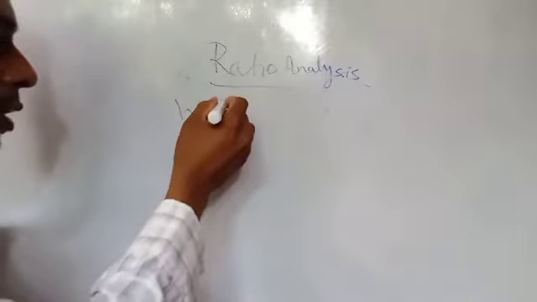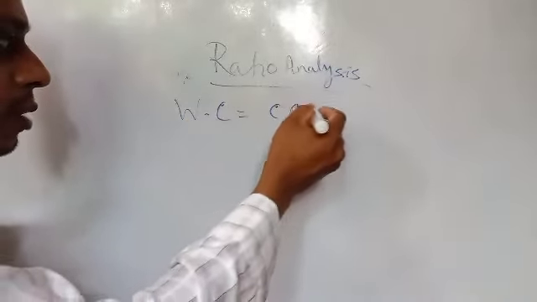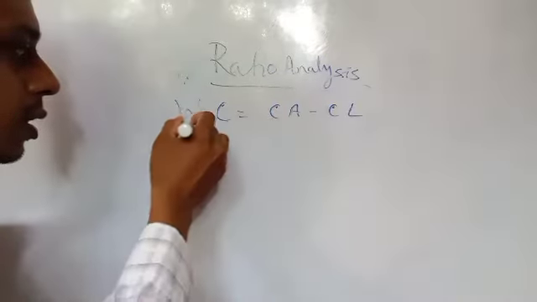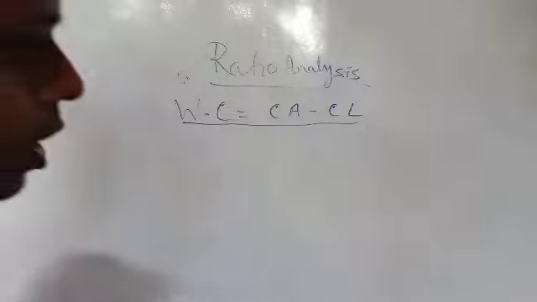Working capital. I am writing in short. Working capital equal to current asset minus current liabilities. This is the main formula. Working capital equal to current asset minus current liability.